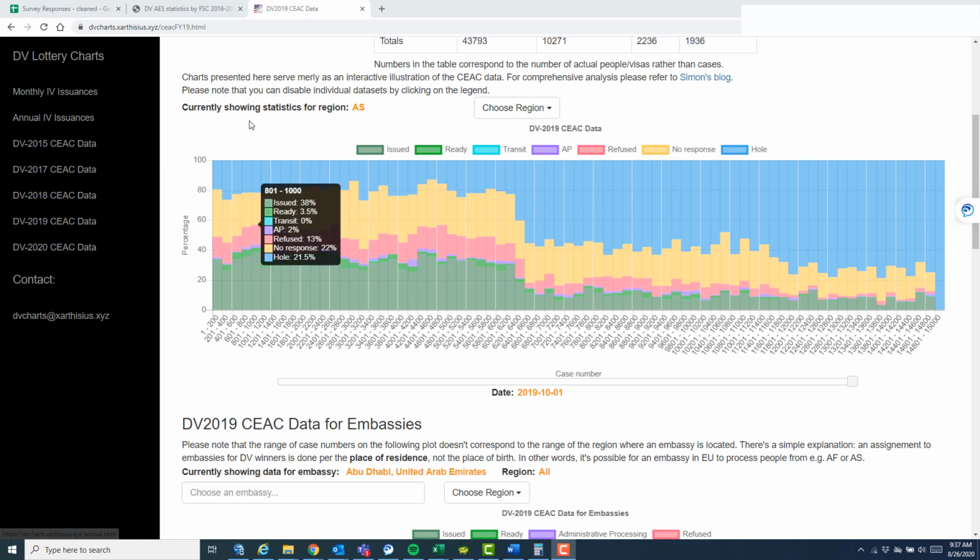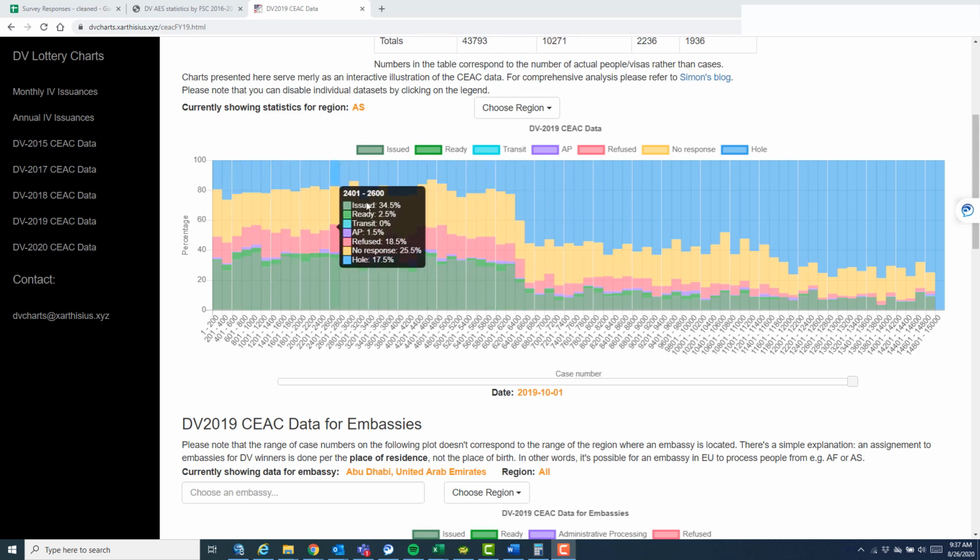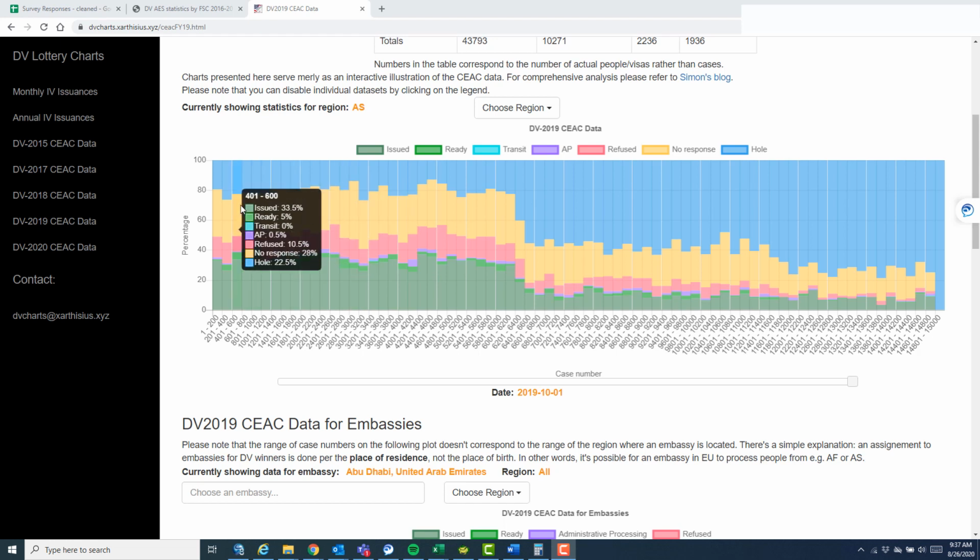So what I'm showing you right here is for fiscal year 2019, DV2019. This is a visualization of the Asia region showing case numbers, or basically percentages, if you think of this as a percentage bar. In this case it's from case number 1 to 200, 201 to 400, but how many cases per 100 are either holes or actual cases. As the year goes on we can see how many cases are issued, how many are refused, and so on.